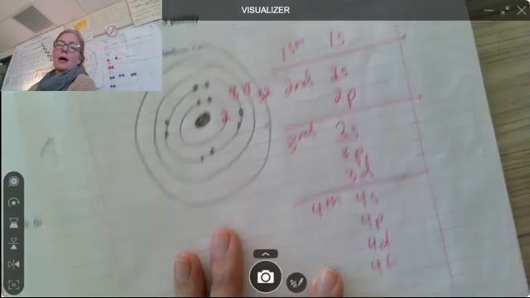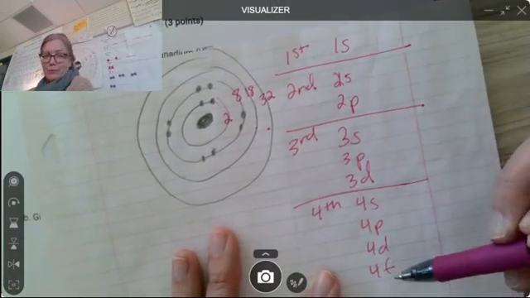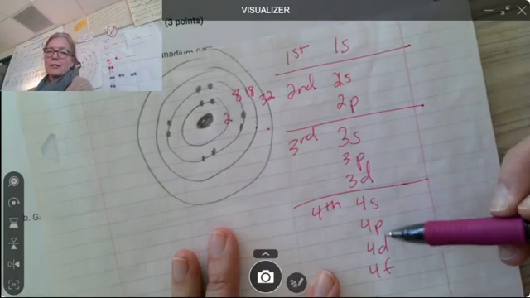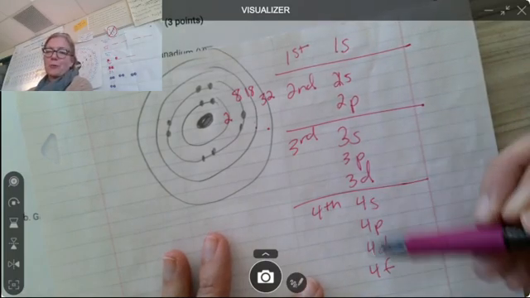Okay. But these levels don't fill in order. You don't just fill 1s and then 2s, 2p, 3s, 3p, 3d, 4s, 4p. They start to fill out of order.